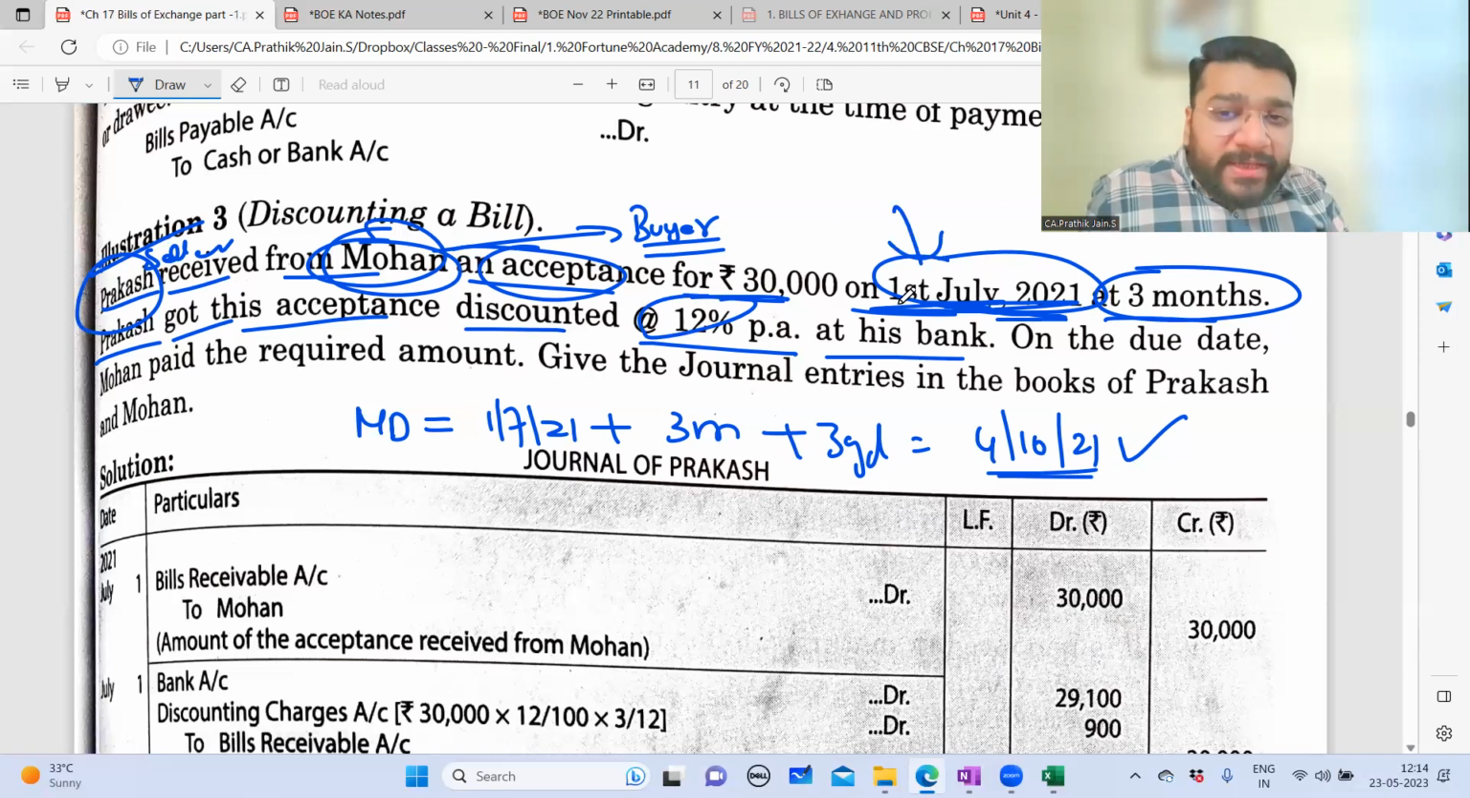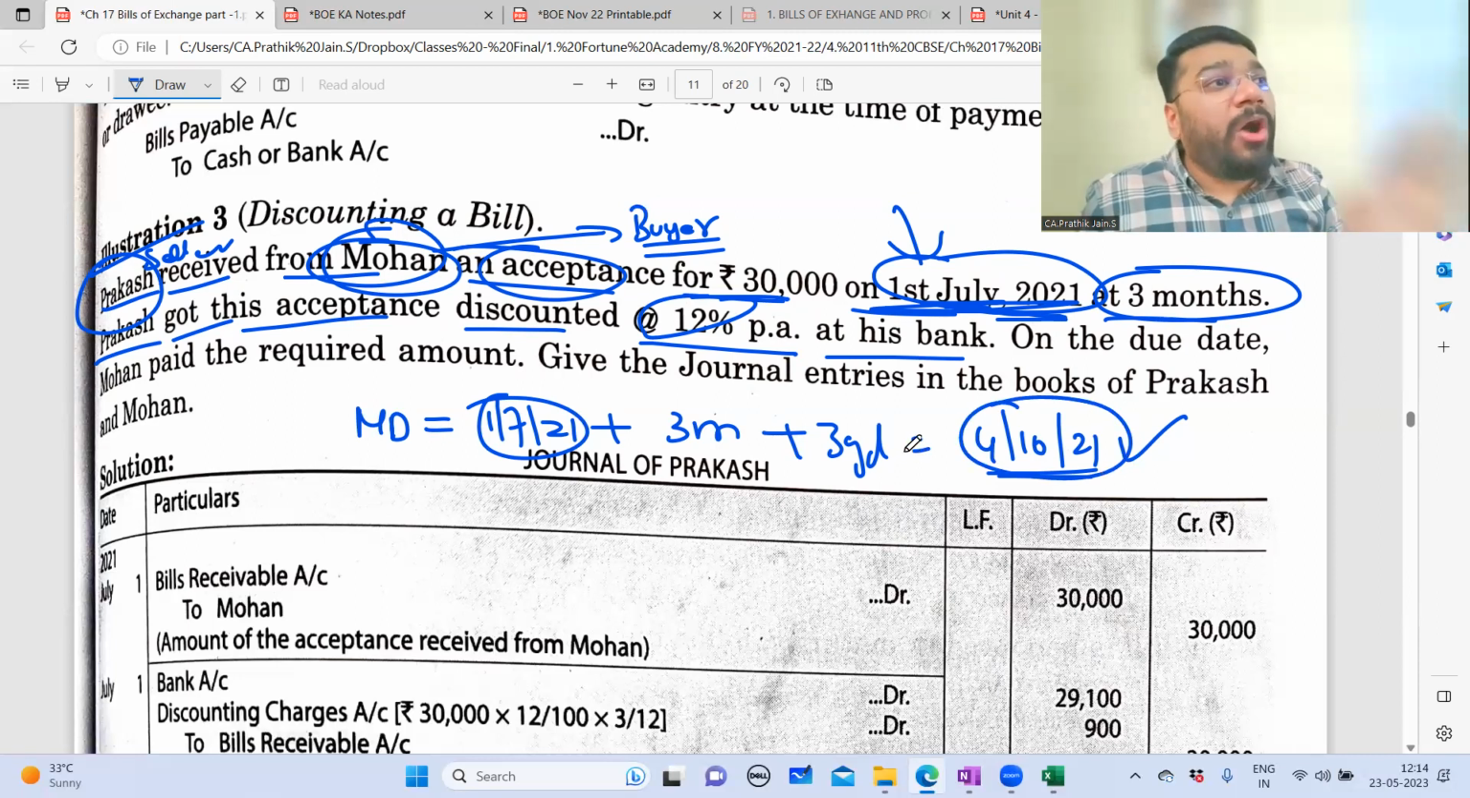Clear now? So 1st July, they have received the money from the banker, and the banker will get this money on 4/10. So technically, how many months are you enjoying this money? 3 months. So interest has to be calculated for 3 months.